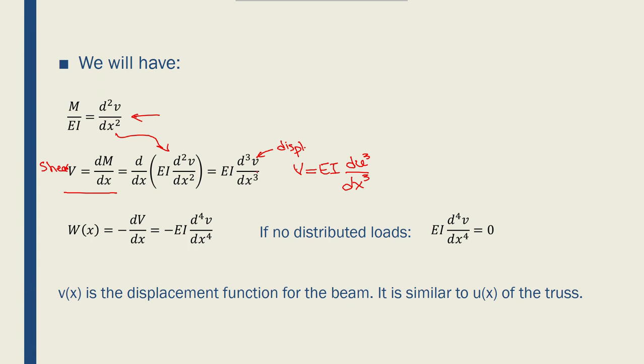It's important not to confuse them. And actually, this v is the displacement function similar to u that we had for trusses and springs. So we're going to have to find the v(x) for a beam in the future to find the stiffness matrix of the beam. From before, we also know that Wx, the distributed forces, is equal to minus dV over dx. So if we bring that equation in here, we will know that Wx becomes minus EI times d4v over dx to the power of 4. And if there are no distributed loads applied to a beam, then that equation becomes simply 0.